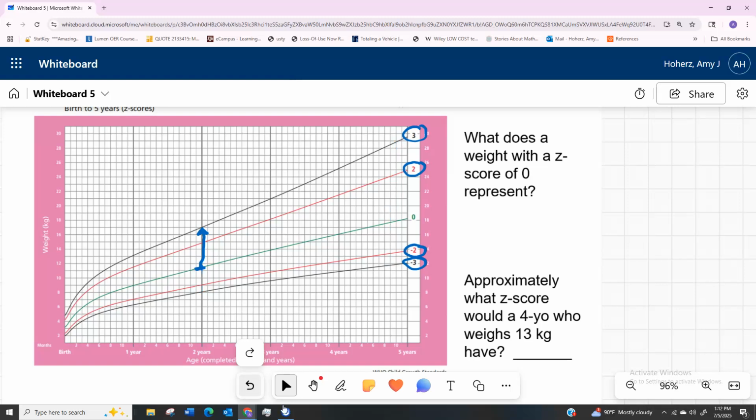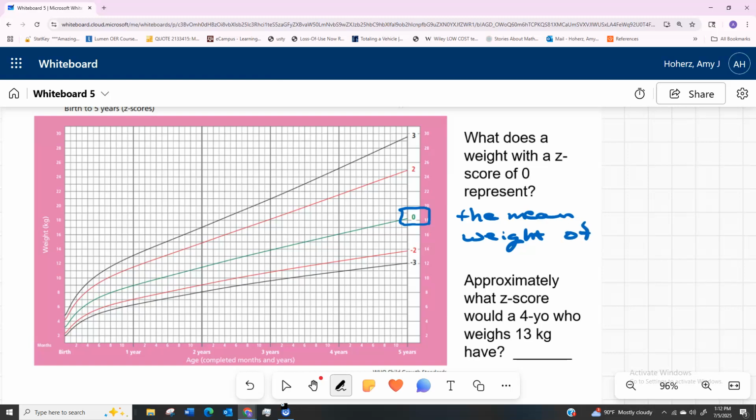Okay, so the question asks, what does the z-score of 0 represent? So what does this right here, this green 0 in the middle, what does that line, or that curve rather, represent? Well, that represents the mean. Okay, so this is the mean weight of the girls.